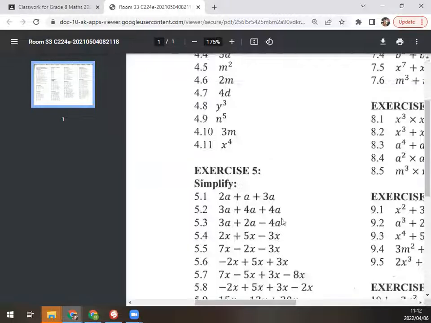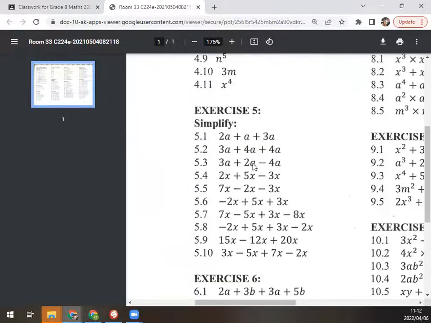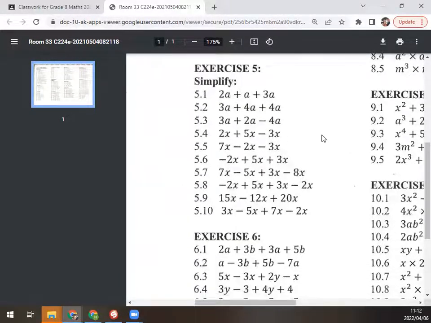Exercise 4, I said I do not want you guys to do. But exercise 5, again, is adding and subtracting. In exercise 5, now they're putting in minuses, where the previous ones were just adding.